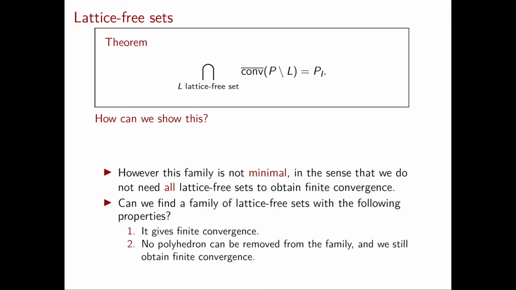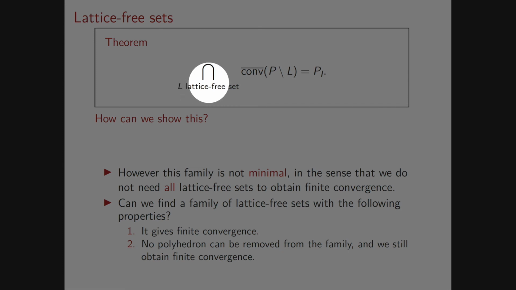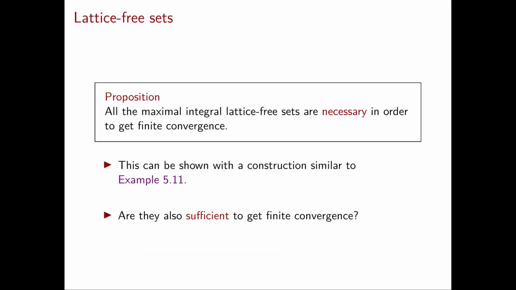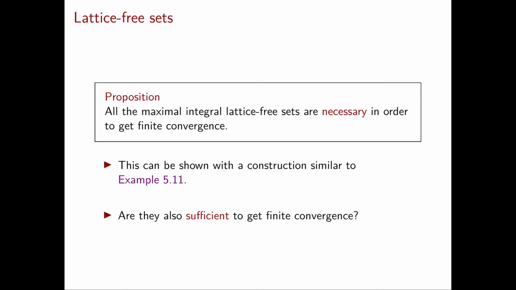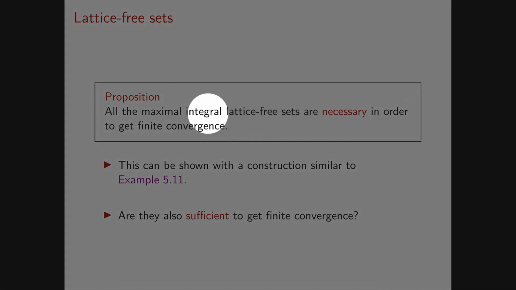So the next natural question is whether we can identify a set of lattice-free sets which is as small as possible while still giving us finite convergence. The point of departure is clearly understanding if there are some lattice-free sets which are necessary in order to get finite convergence. And what can be shown is that a class of lattice-free sets that are always necessary to obtain this finite convergence is the class of lattice-free sets that have integral vertices.